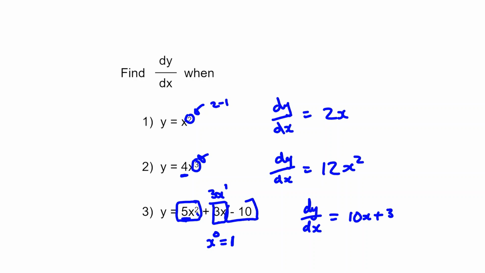And the last bit is we've got this minus 10. And again, when we differentiate a single number like this, it just disappears. So our final answer is 10x plus 3.